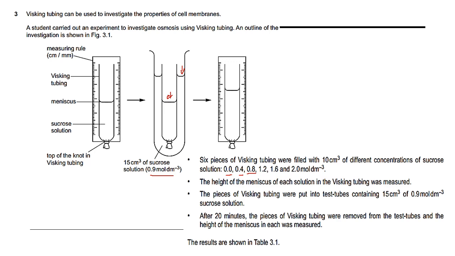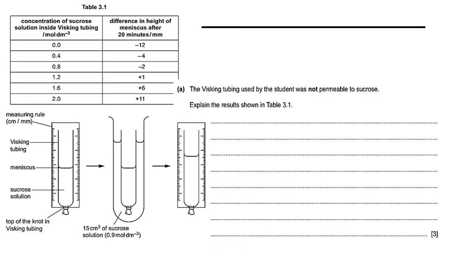So the results are shown in 3.1. These are the results from that experiment. You can see there, I've just put the drawing here again so that you can remember what the experiment looked like. So over here, where we had no concentration of sucrose inside the Visking tubing, the difference in height of the meniscus after 20 minutes was minus 12. That means that the height reduced. I'll explain this to you just now. At 0.4 the height reduced, and so on, and it goes on.